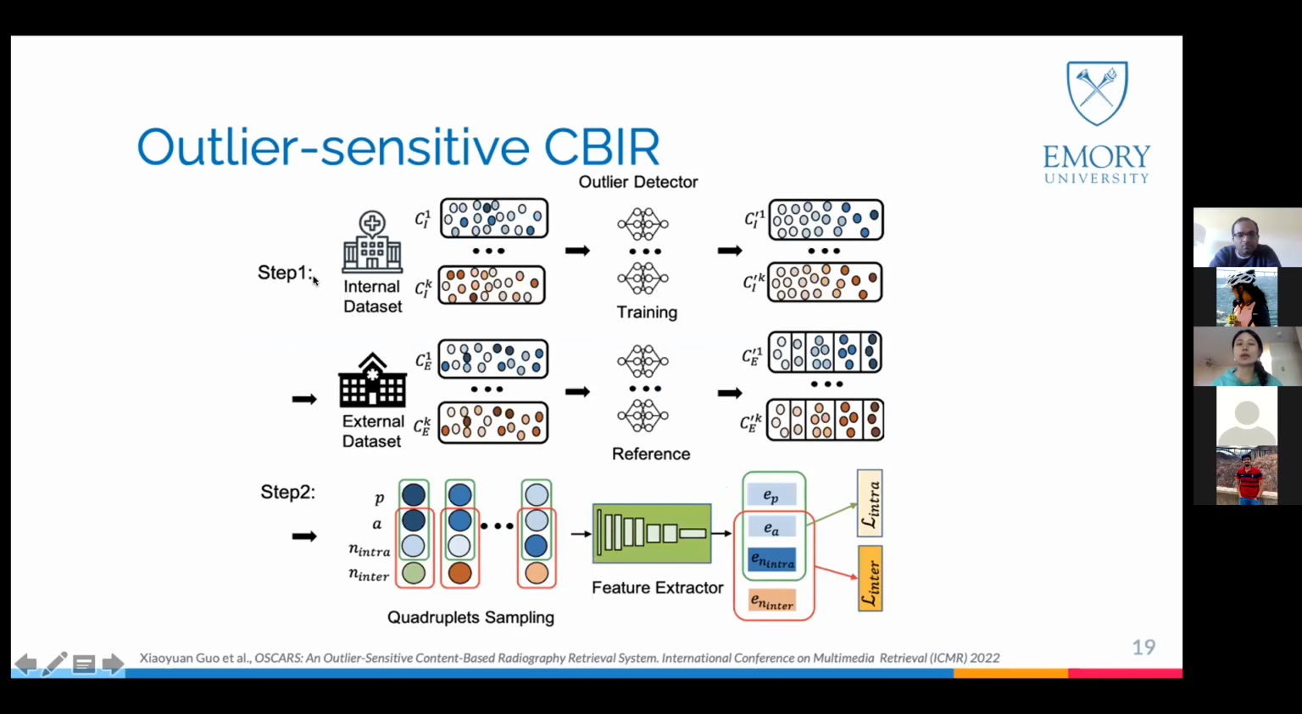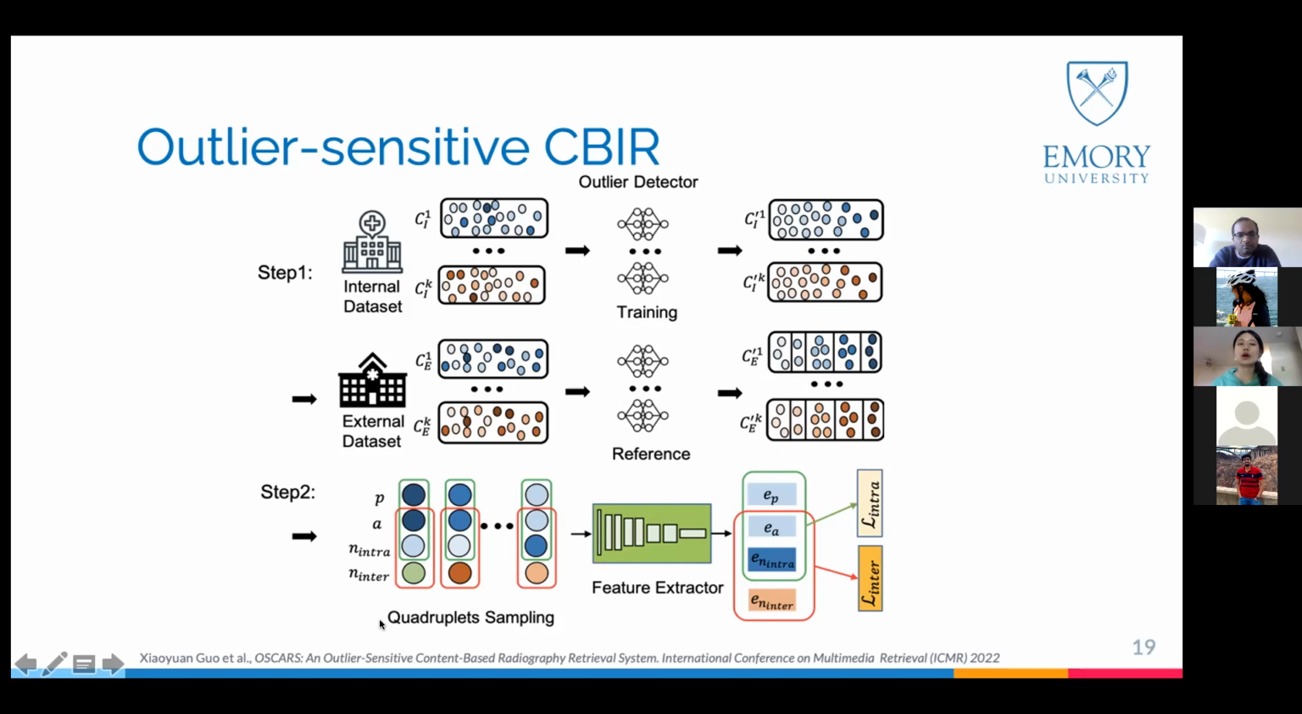As I showed before, we have the internal dataset as our standard base dataset, and we train the anomaly detector for each class. Then we share the anomaly detectors with the external datasets, and we get anomaly scores for each external sample. For each class, we group them into different bins or clusters according to their anomaly score. We treat those different groups, maybe G1, G2, G3, G4, G5, as pseudo labels, and we use those pseudo labels for data sampling.